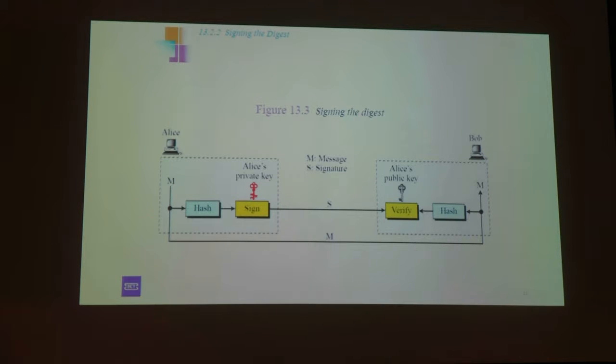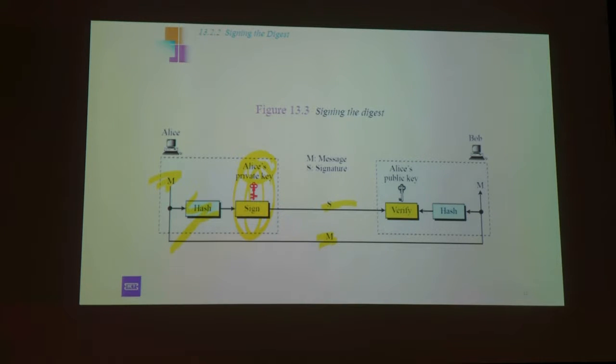So that's what we did here. That's my message. I don't have to sign the whole message. I'll take the digest. And remember what kind of hash function we have? It's a one-way hash function. What does it mean? That every message will have technically one digest. And then we sign the digest. Alice signs the digest with her private key, and sends the message with the signature.